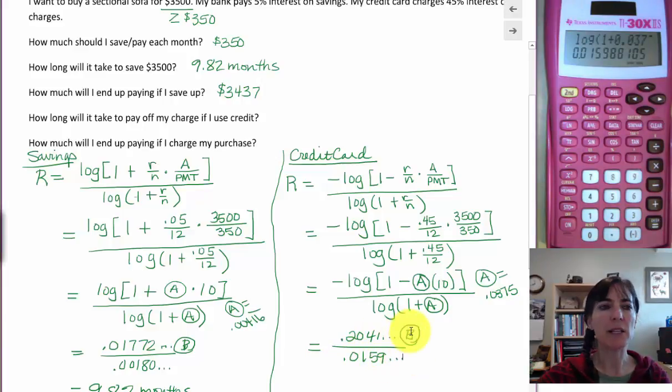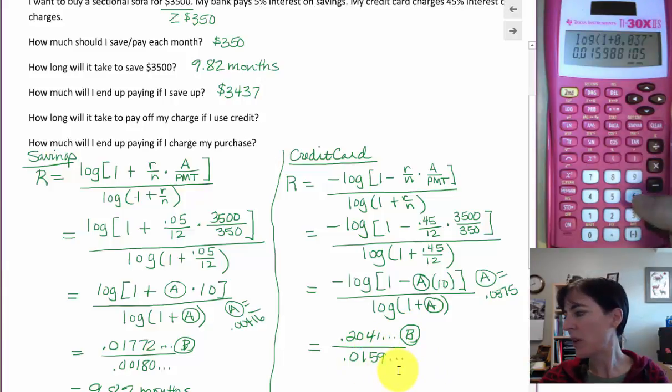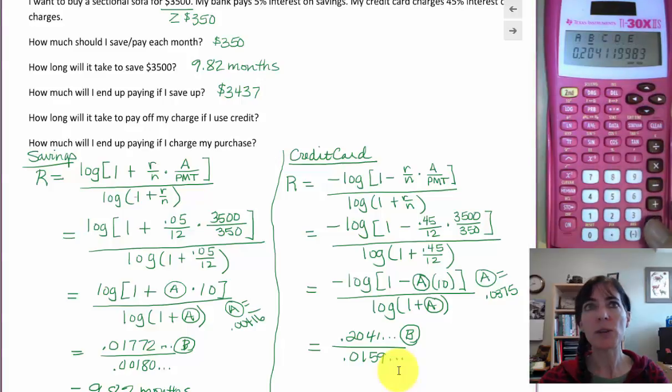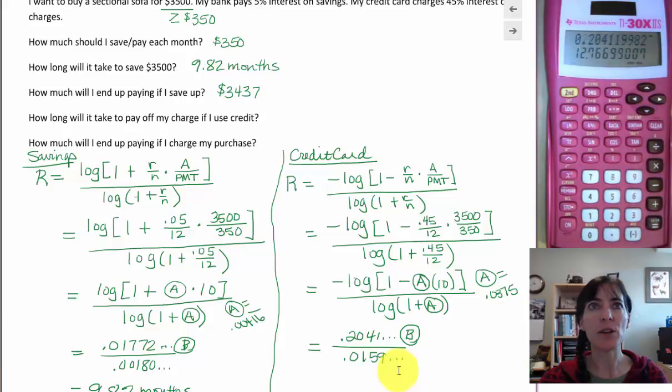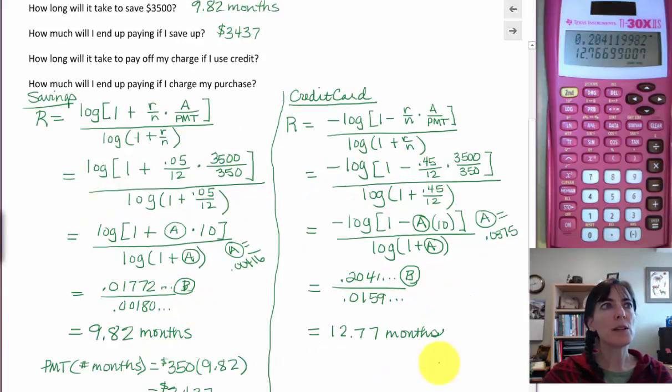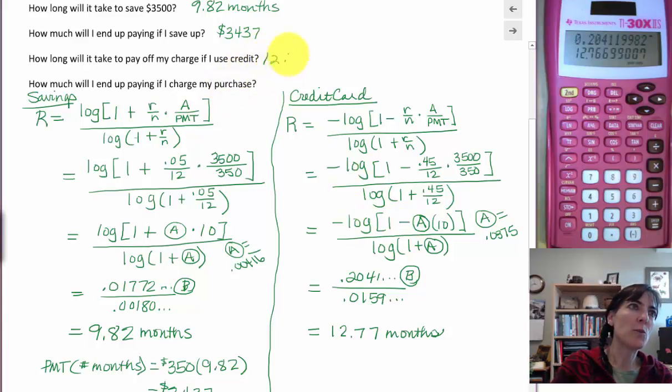Now finally I can take B divided by what's sitting in my answer. Recall, slide over to B, divided by answer, and I get 12.766, so 12.77 months. Okay, this is credit card. This will take just over a year, 12.77 months.